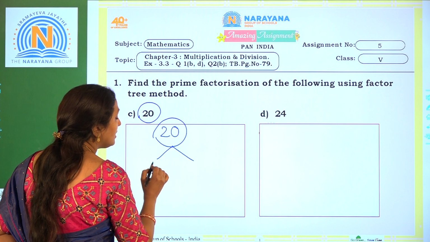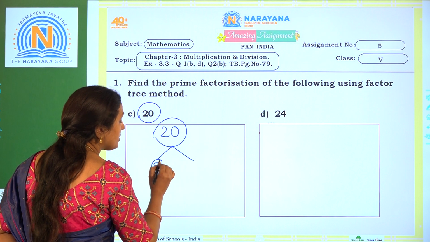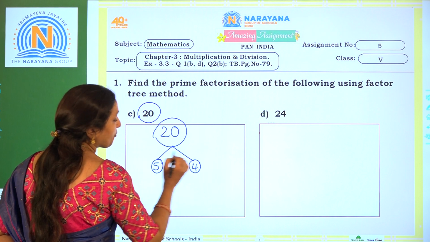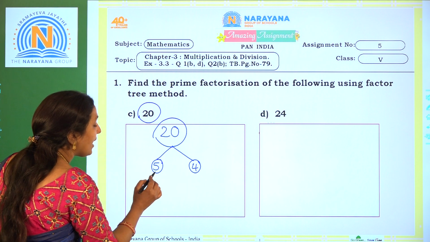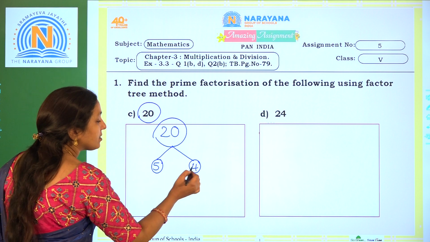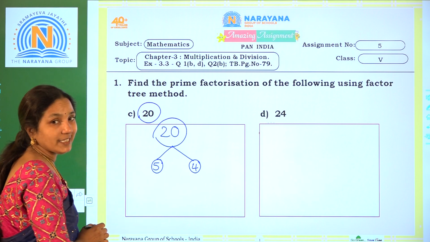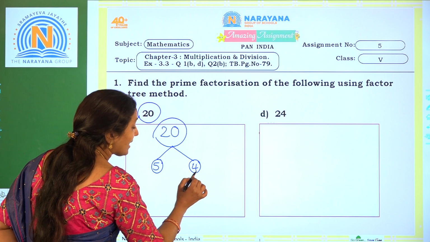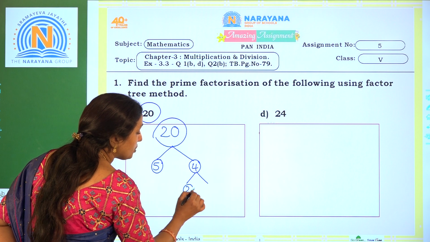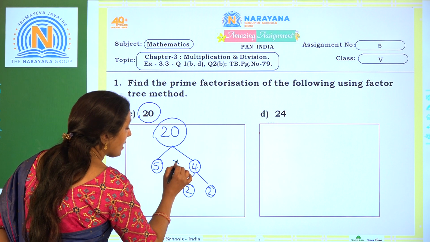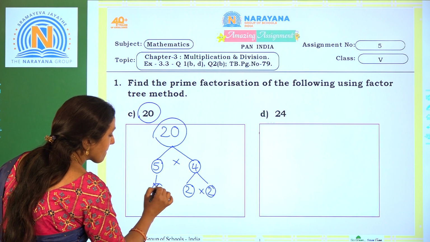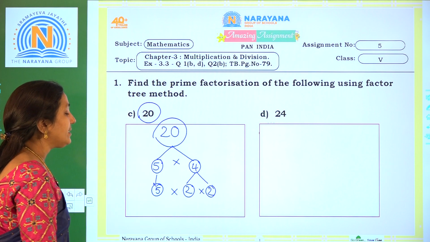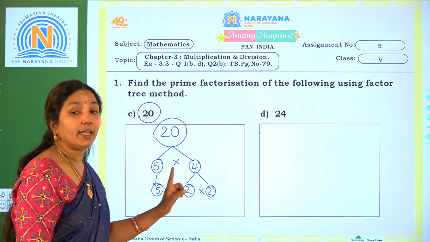5 fours are 20. So here 5 is a prime number, and this 4 is a composite number. This number we can write as 2 twos are 4. So what did you get? 5 into 2 into 2.